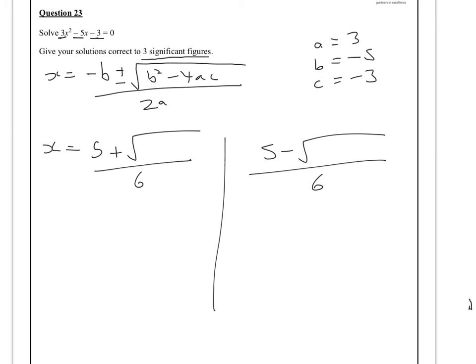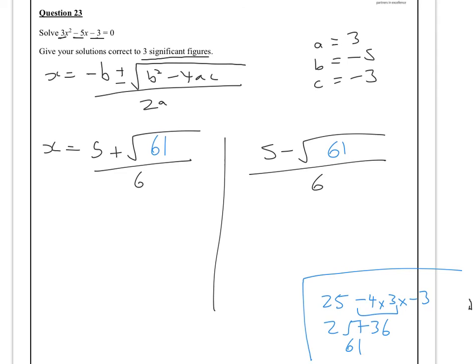Now I've left the square root at the moment because this is always quite a tricky part, and if you do it straight in your calculator you normally come up with some sort of BODMAS error. So if I do it separately down here, b squared is minus 5 times minus 5, so that's 25. And then we have minus 4 times 3 times c, which is minus 3. So that is minus 4 times 3, which is minus 12, times minus 3 gives us plus 36. So inside of that root sign we have 61.